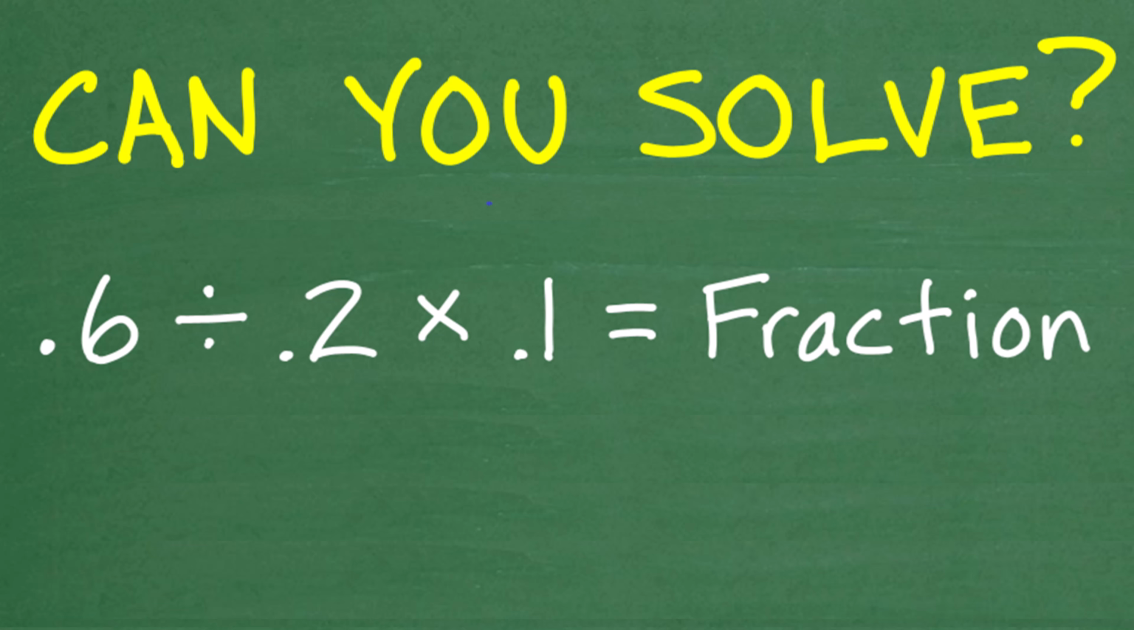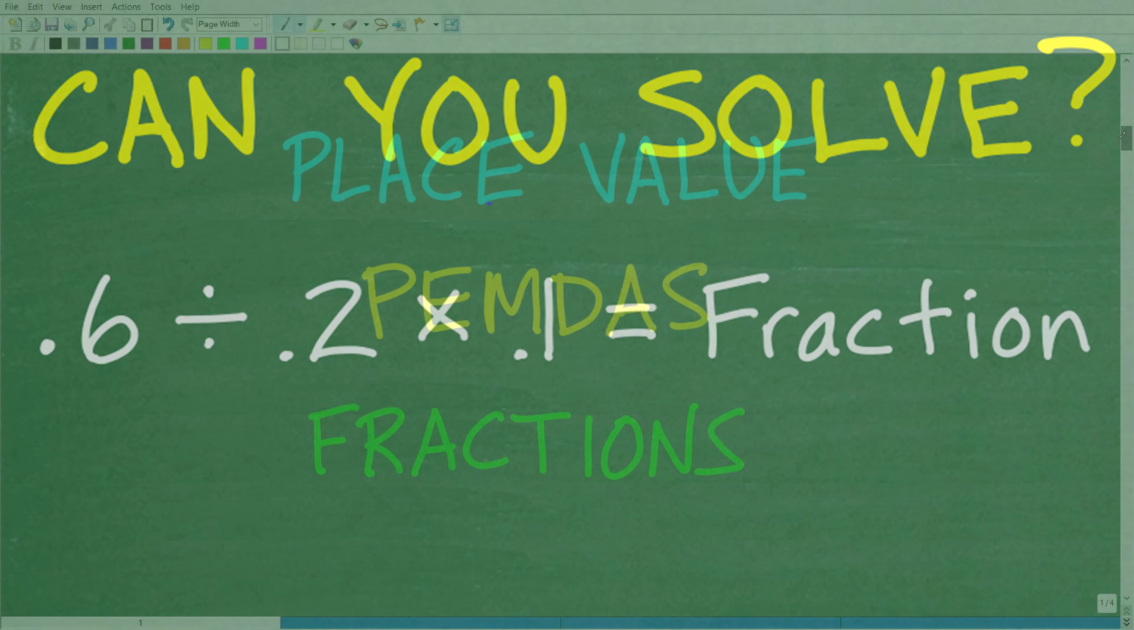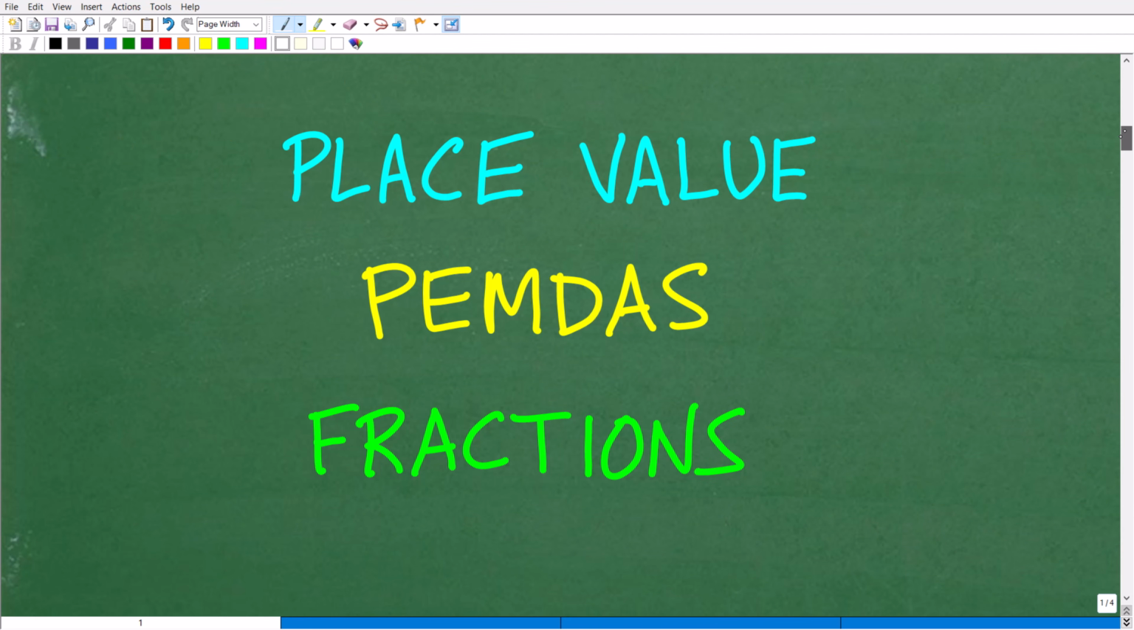The problem is 0.6 divided by 0.2 times 0.1, and we want to get the answer to all that, but we want to express our answer as a fraction. So here are the skills that we're going to need to remember in order to do this problem.